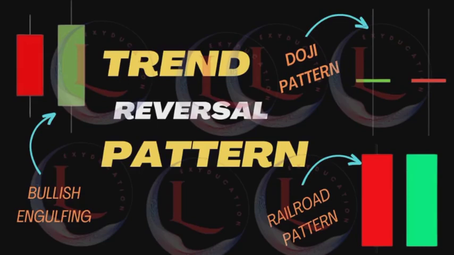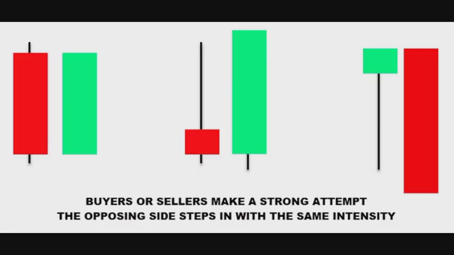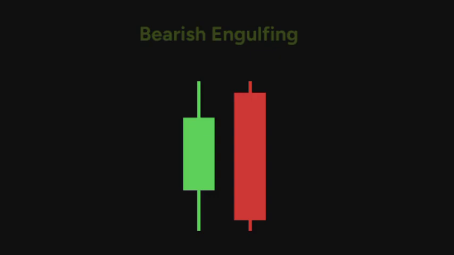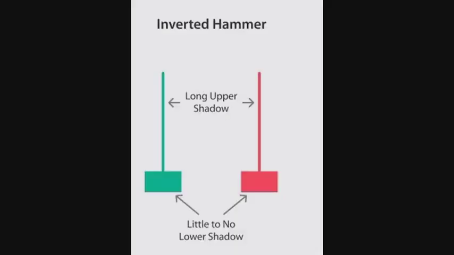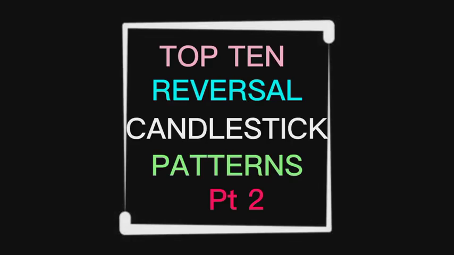Now let's get started. In our previous video, we covered patterns like the bullish engulfing, the railroad track, the bearish engulfing, and the hammer and inverted hammer patterns. Today, we'll explore even more reversal signals that can transform your trading strategy.